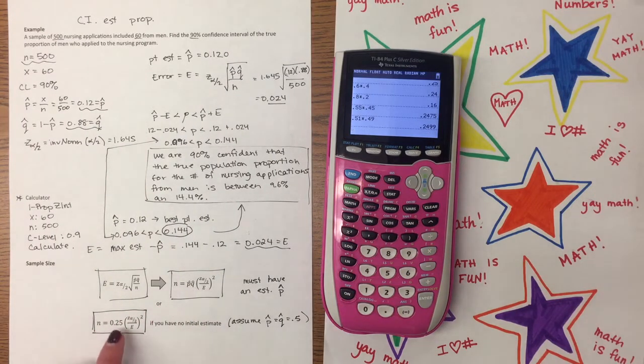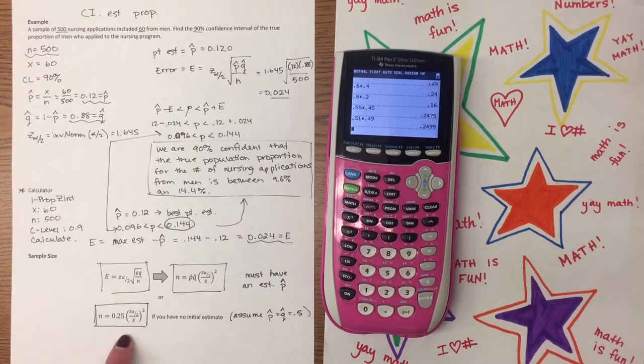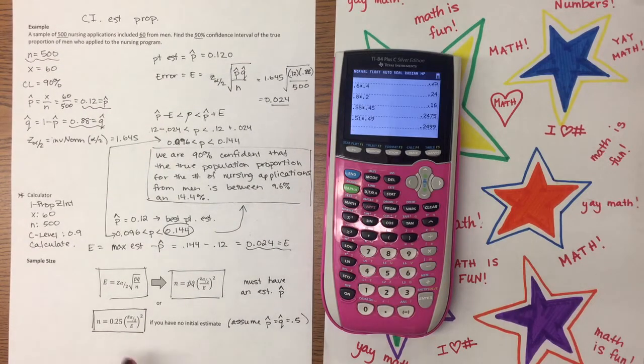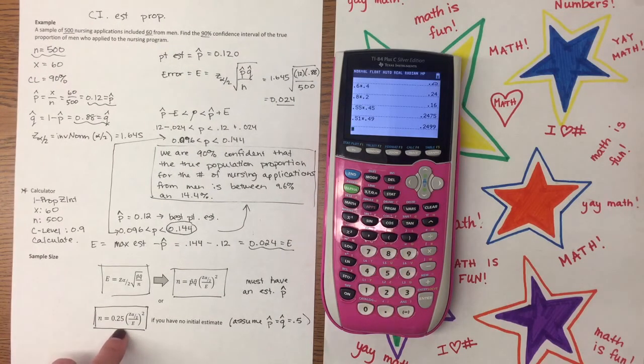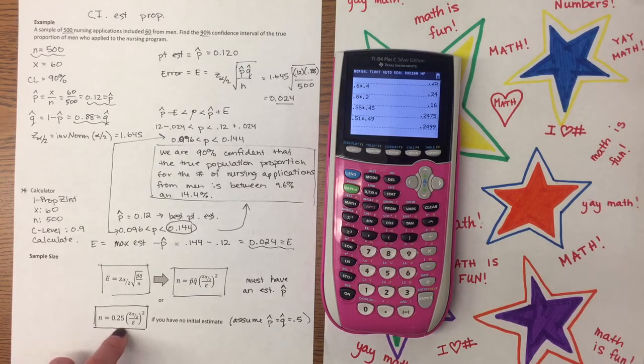So this might be a case where if you have no previous information, I would go ahead and use this. So the first time I go out and collect data to find out how my particular candidate is doing, I might use 0.25. I'm going to assume that that's what the proportion is.